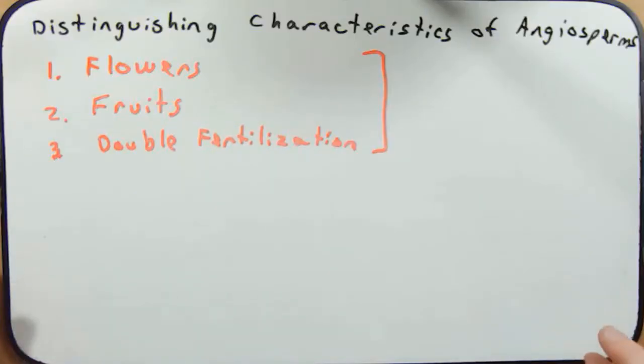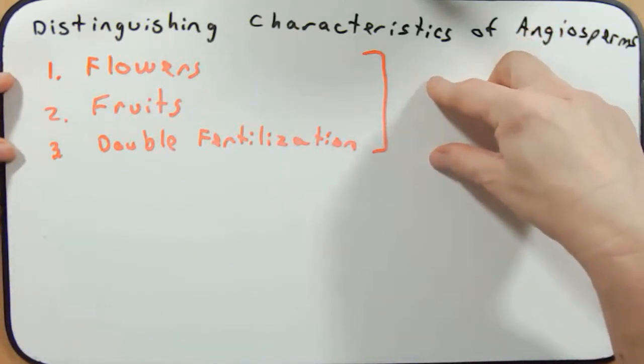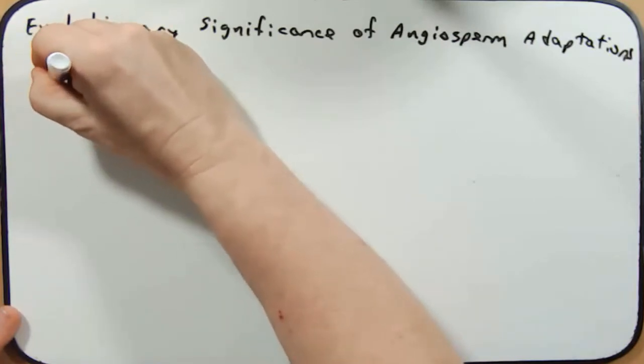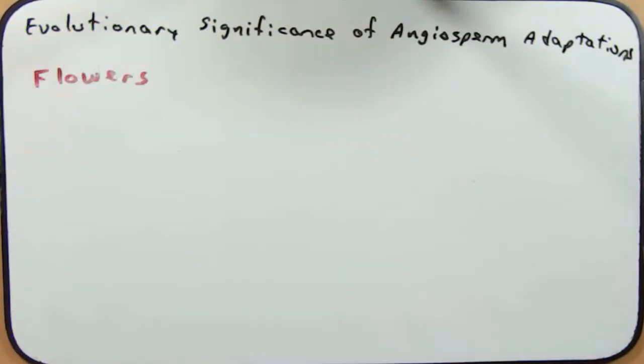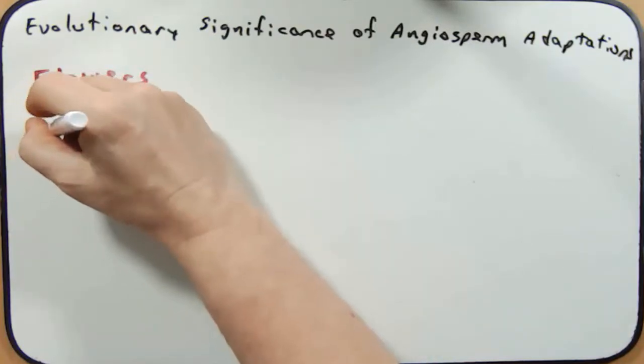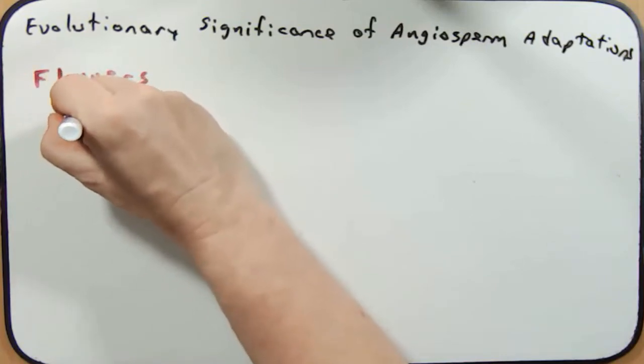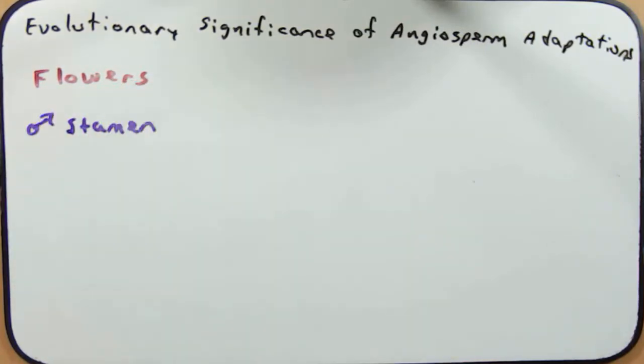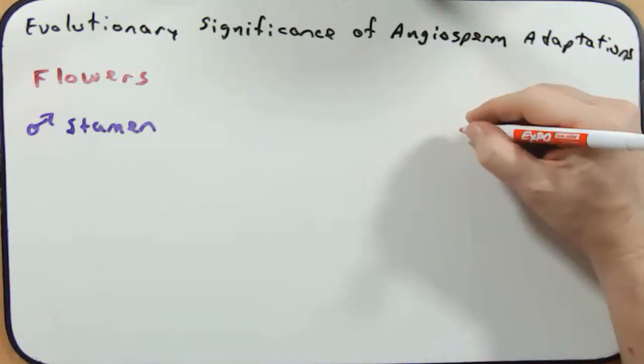Okay, now what I'd like to do is come back to these three distinguishing characteristics and explain why they provided an evolutionary adaptive advantage for the angiosperms. And let's begin by talking about flowers. And to begin with, let's draw a structure of a flower. And in general, a flower will contain the male reproductive structures, called the stamen, and the female reproductive structures, called the carpels.